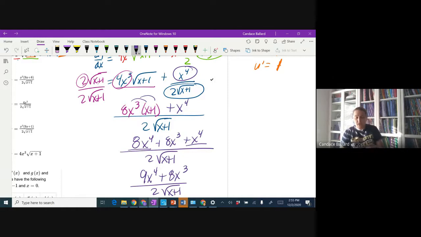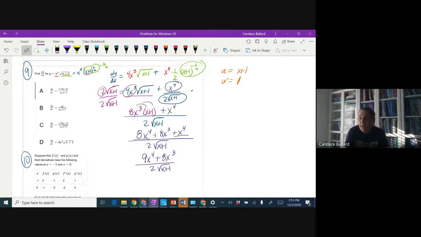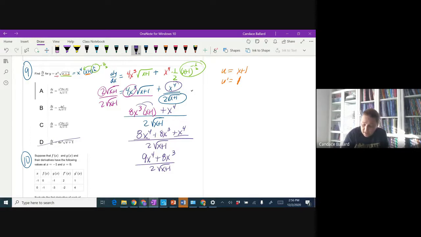So let's go back now and look at the answer choices we have. I'm not quite there yet, right? I don't see this exact numerator here. I know it's definitely not D. I've got the denominator, but it looks like I might be able to factor out an x cubed. So I'm going to do that next. When I take x cubed out, I get x cubed times 9x plus 8 over 2 square root of x plus 1.